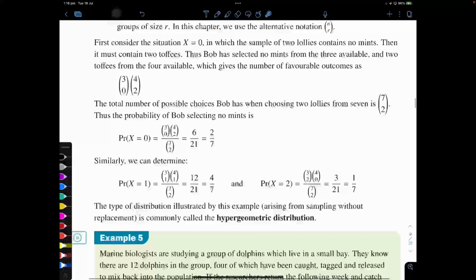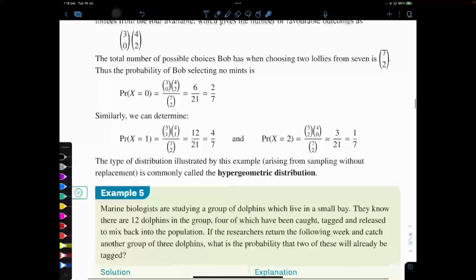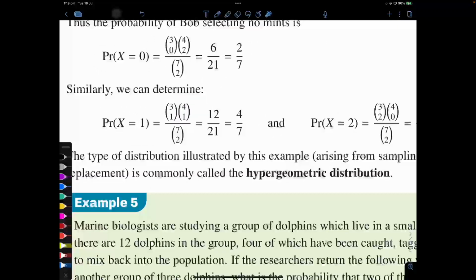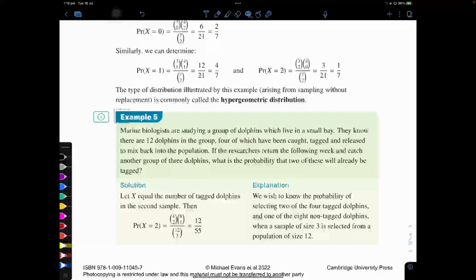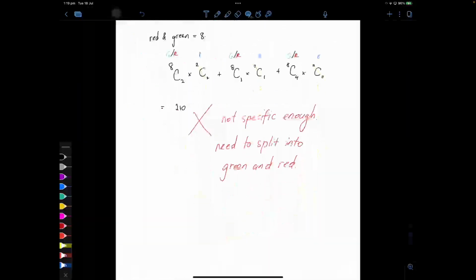So the technology is a bit more advanced. So you can see if you want 1 mint, that means out of the 2 lollies that you're picking, out of the 3 mints, you're definitely going to choose 1. And then out of the 4 toffees, you're definitely going to choose 1. It will work itself out. Okay? Let's try this one here. I know the answer's there and you probably already looked at it, but that's okay.